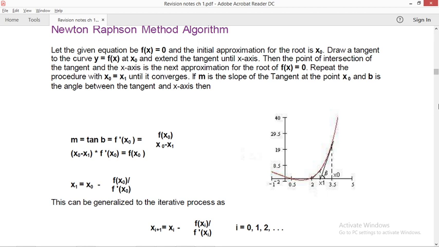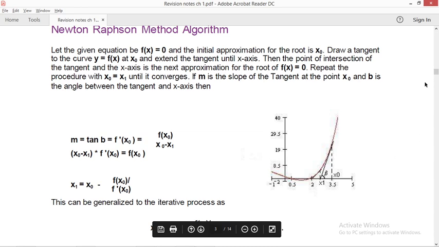Draw a tangent to the curve y equals f(x) at the point. Extend the tangent until the x-axis. Then the point of intersection of the tangent and the x-axis is the next approximation for the root of f(x) equals 0. We repeat the procedure until it converges with the next point. If m is the slope of the tangent at the point x0 and b is the angle between the tangent and the x-axis, then we have the following formula for the slope.